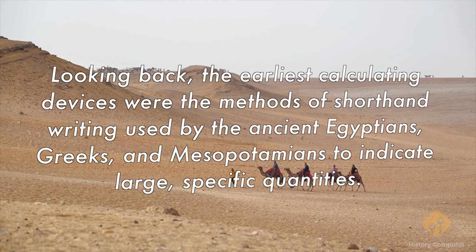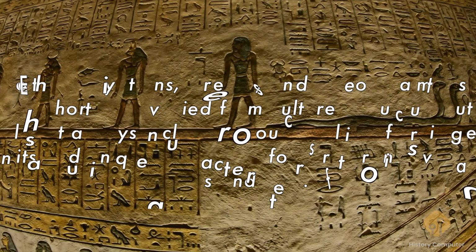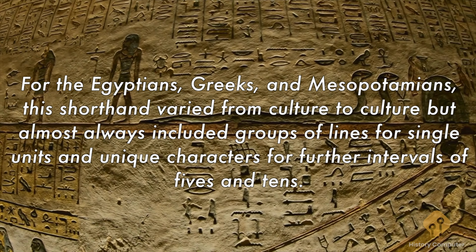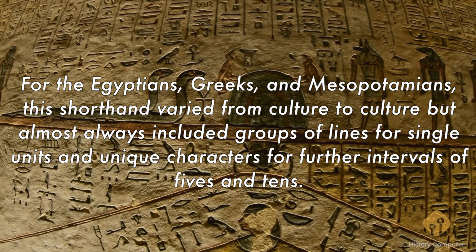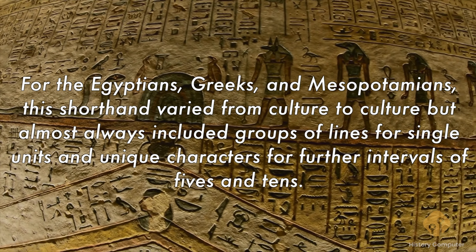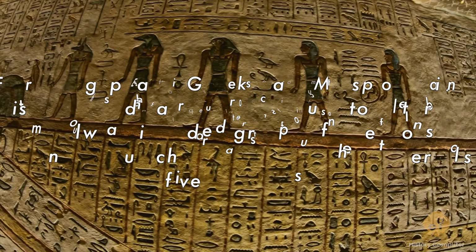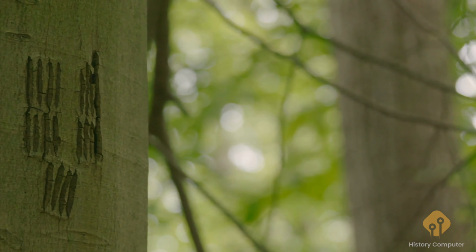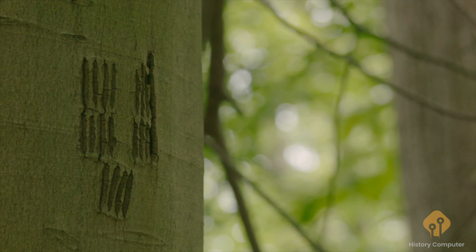Looking back, the earliest calculating devices were the methods of shorthand writing used by the ancient Egyptians, Greeks, and Mesopotamians to indicate large, specific quantities. This shorthand varied from culture to culture, but almost always included groups of lines for single units and unique characters for further intervals of 5s and 10s. As time went on, sticks, knots, and tally marks became other popular ways of keeping track of quantities.